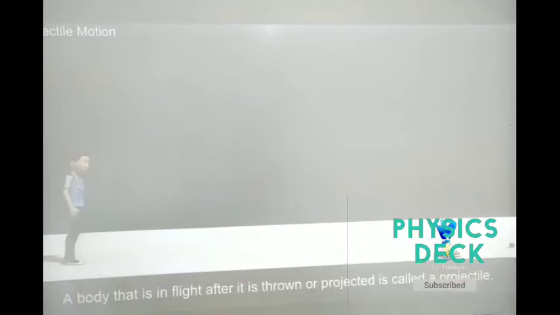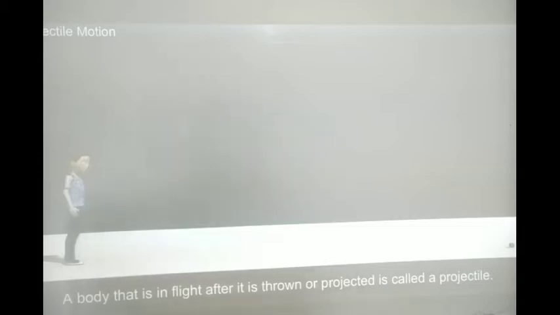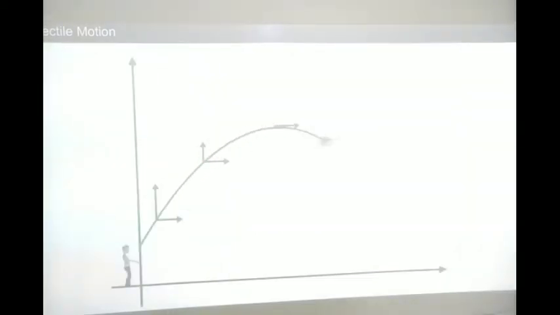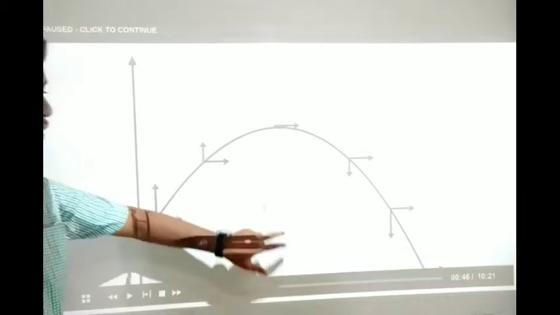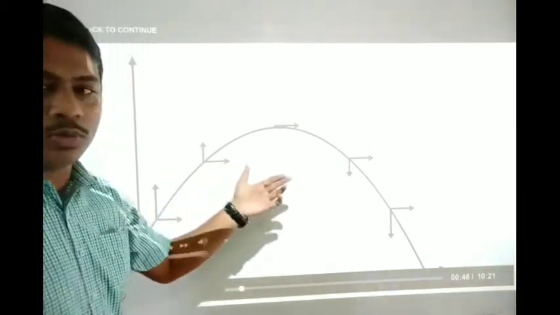A body that is in flight, after it is thrown or projected, is called a projectile. The motion of the projectile is the result of two separate but simultaneously occurring components of motion. One is the horizontal component without any acceleration, and the other is the vertical component with constant acceleration due to gravity. So we have discussed about the horizontal motion and the vertical motion.